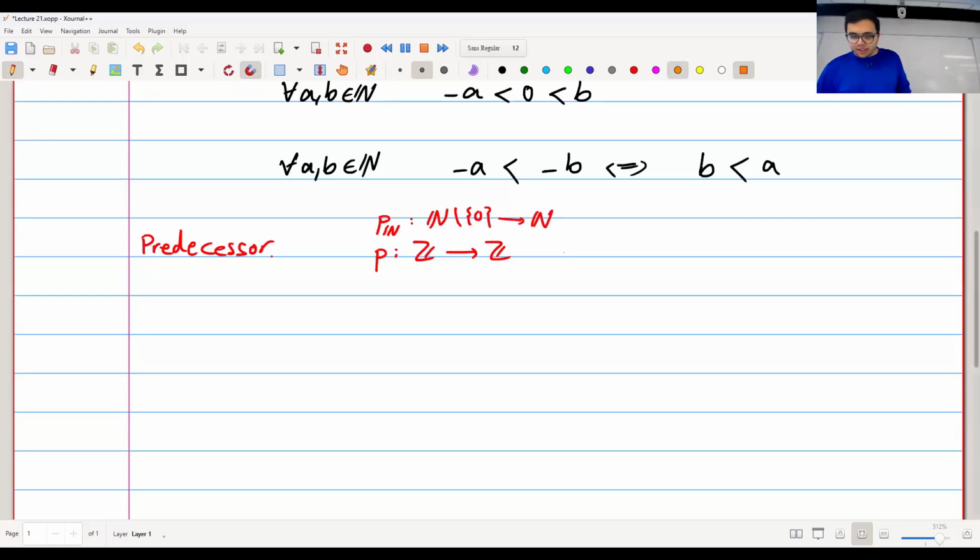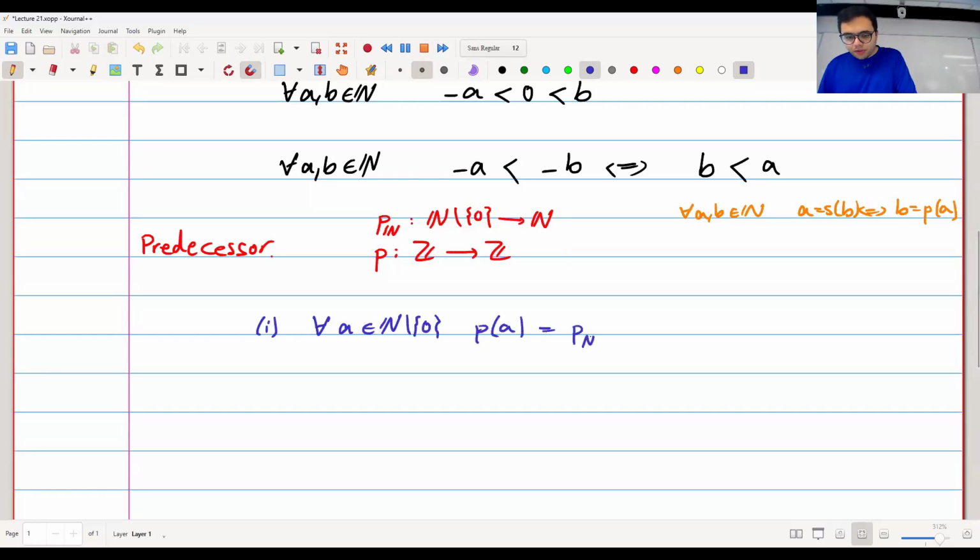And if you remember, we had this idea that for every two natural numbers A and B, A is the successor of B if and only if B is the predecessor of A. So I want to extend this concept of predecessor so that I can have similar things. Again, I'm going to have rules. My first rule is going to say for every natural number A that is not 0, predecessor of A is just whatever it was when we were working with natural numbers, right? So predecessor of 2 is 1, predecessor of 5 is 4.